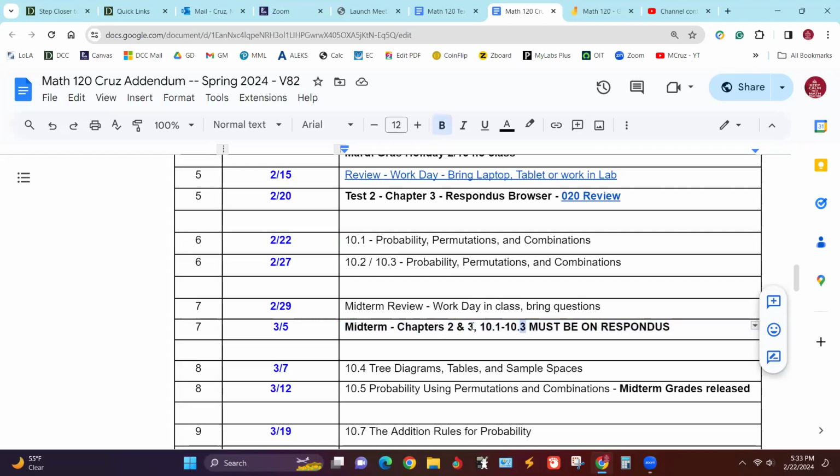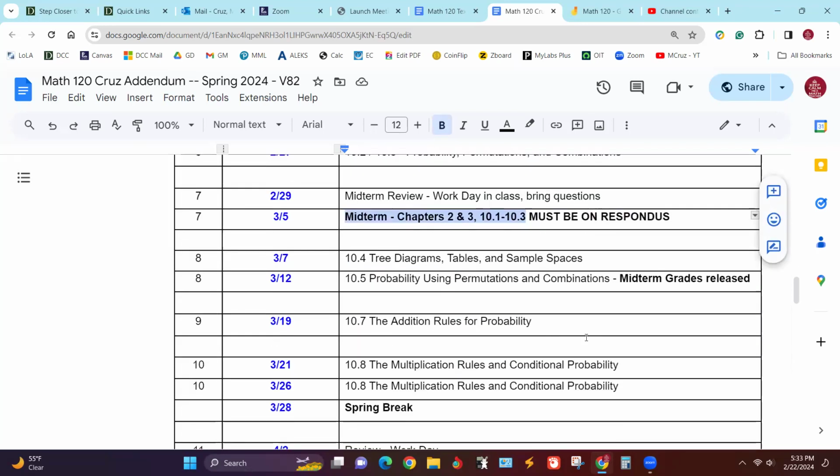Chapter 2, 3, and 10.1 to 10.3. The reason is that Chapter 10 is rather long. It's got 8 sections in it. Since 10.1 through 10.3 is not too bad, we'll do that first, and then we'll come back to the rest of chapter 10 after the midterm, and then we'll test on that section of the chapter. I think it'll make it a little less taxing to break it up like that.